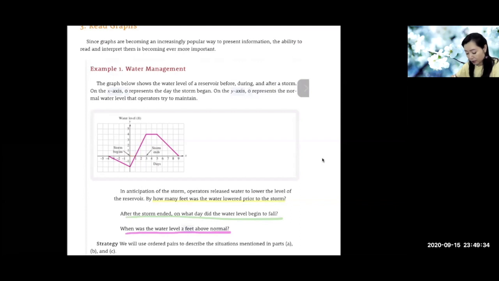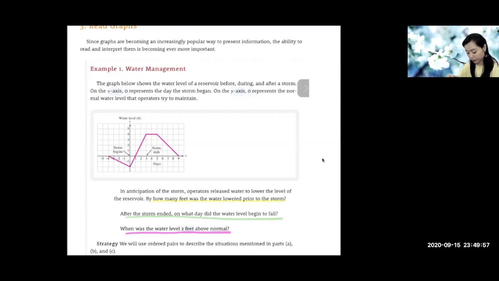Okay. What about the vertical axis? The y-axis here, 0 represents the normal water level. So if it's 0, then that's the normal water level. Say here, the y-coordinate is 0. That means the water level was normal over here.